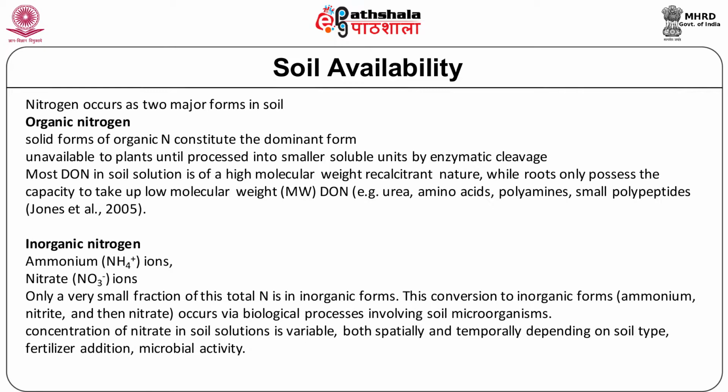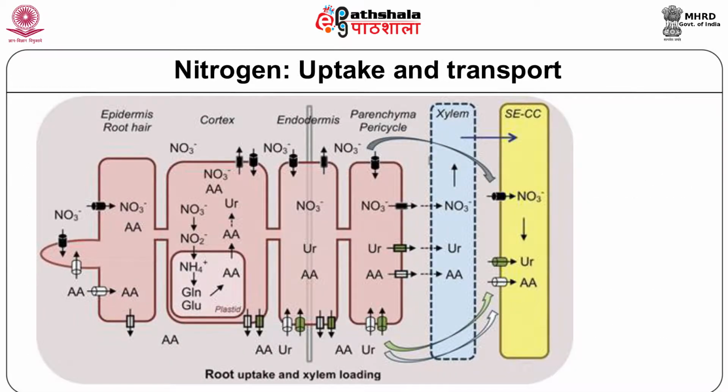The inorganic nitrogen exists as ammonium ions and nitrate ions. Only a very small fraction of the total nitrogen is in inorganic forms. The conversion of organic forms to inorganic forms occurs via biological processes involving various soil microorganisms. The concentration of nitrate in soil solutions is variable, both spatially and temporally, which depends on soil type, the fertilizers added, as well as the microbial activity. Inorganic forms and a few forms of organic nitrogen are taken up by roots and are finally transported in the xylem to the shoot or in the phloem to the growing tip.